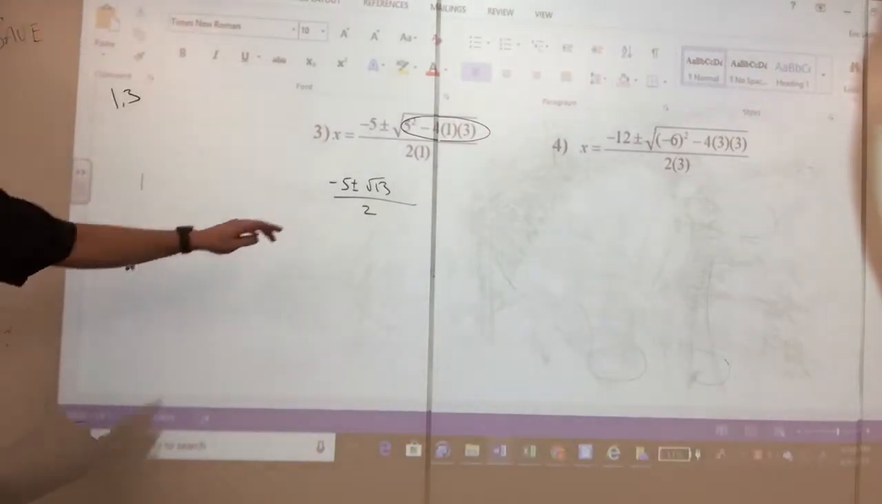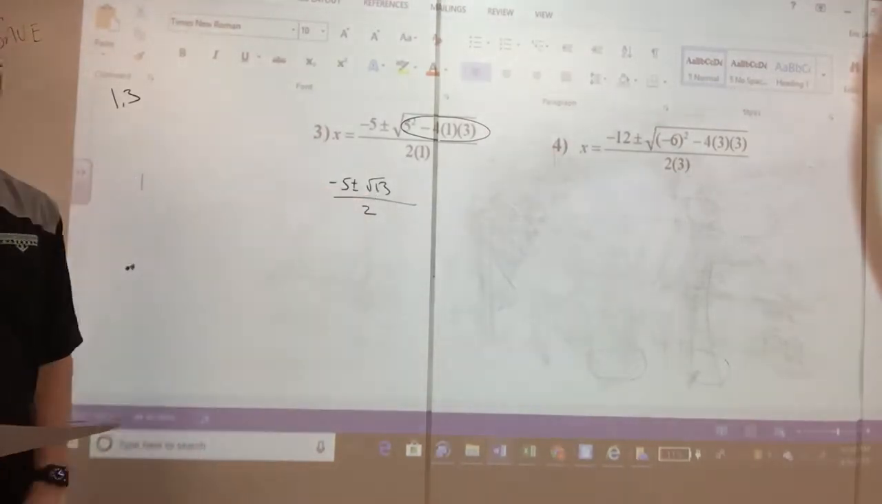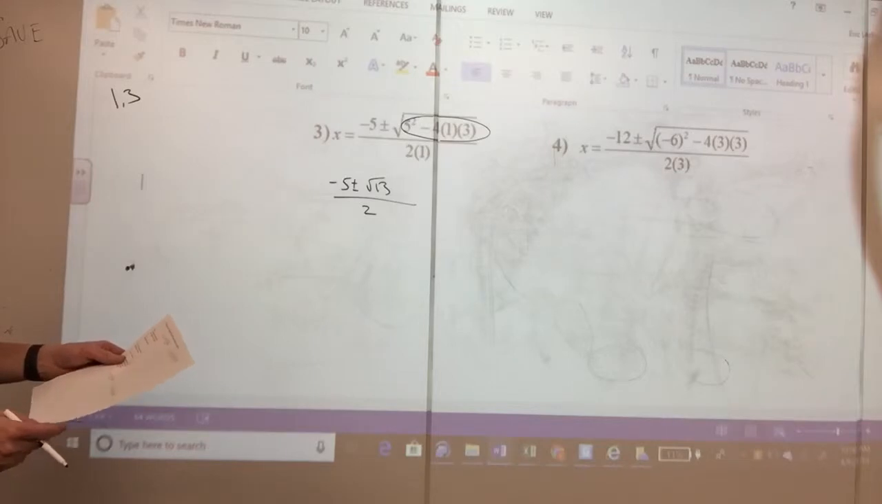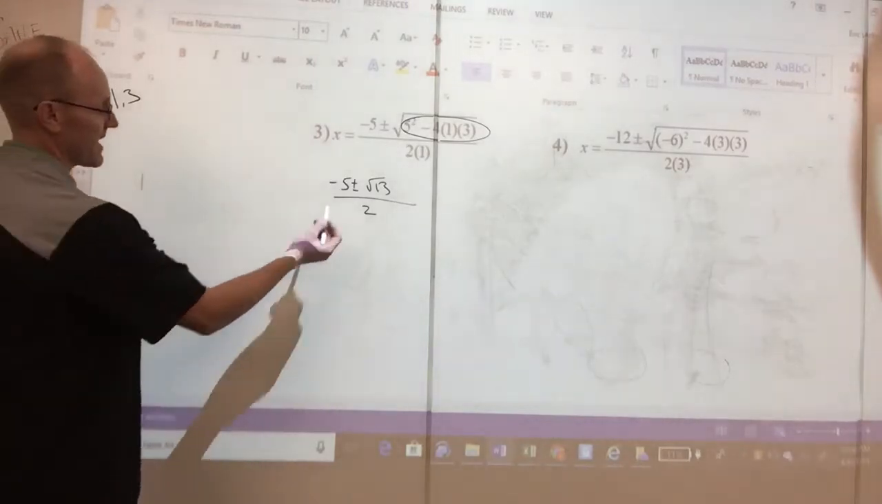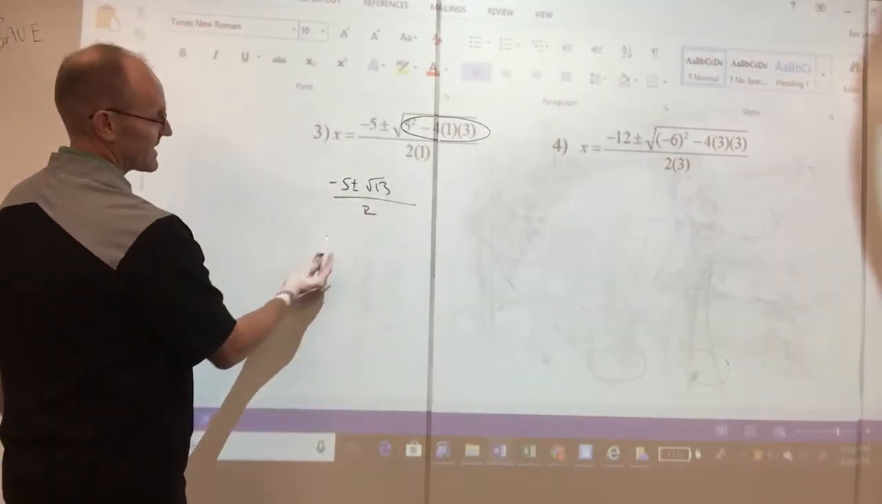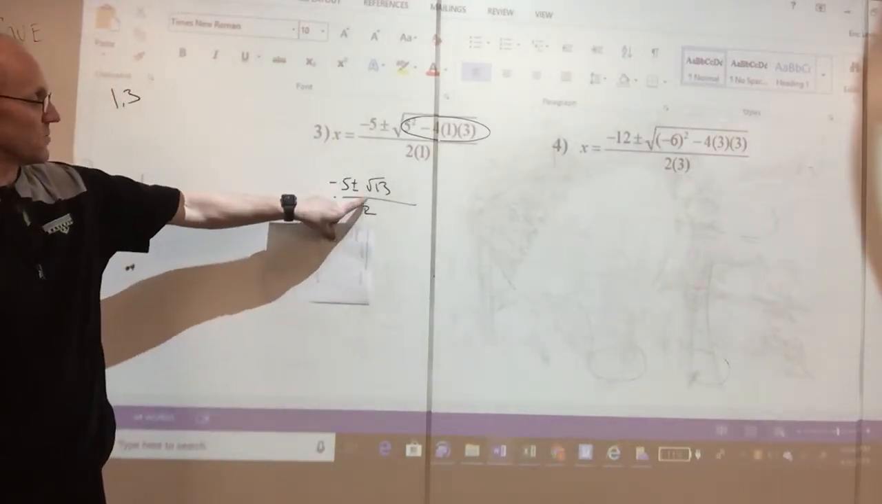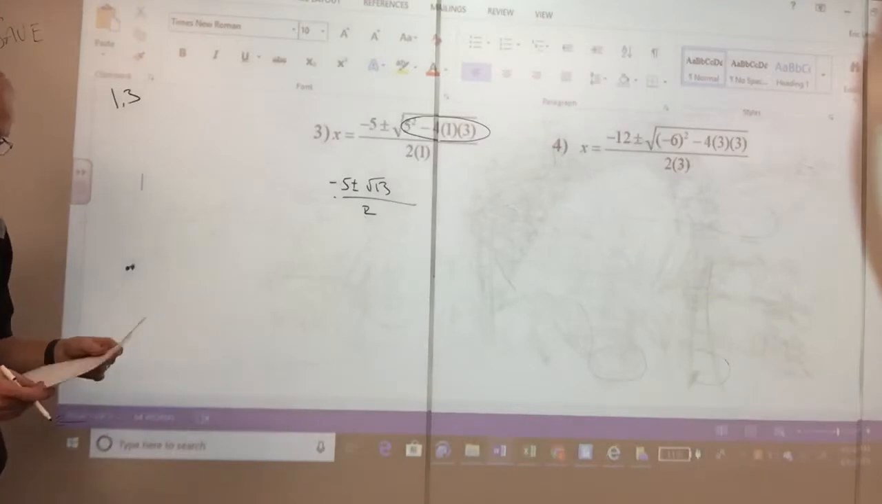Step two, I simplify the radical. As we saw in the last problem, the square root of 13 is already simplified. So step two is done. Step three, take out any common factors. Are there any common factors either here or here that I take out? There are none. This cannot be simplified. This is the same as a 1. So no common factors.